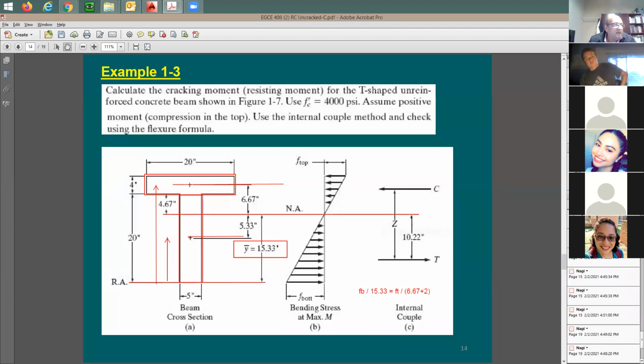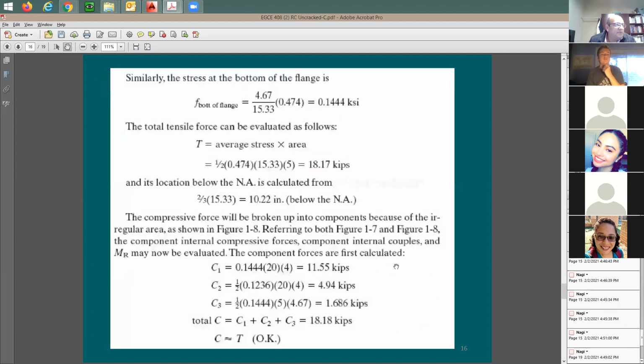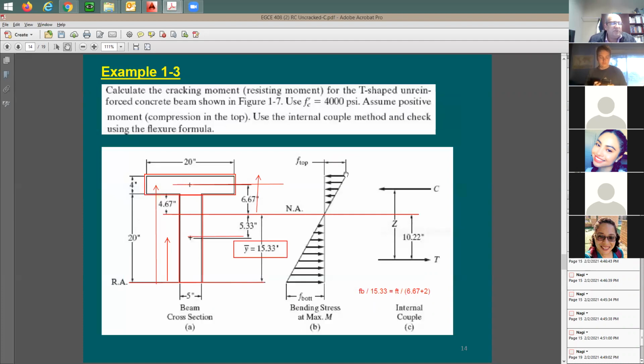So the distance from the top of the beam to here is y top, and this is equal to 6.67 plus 2 inches. So now this equation makes sense. If I use this equation and you have the bottom stress, because the bottom stress is equal to 474, the cracking stress, you can figure out the top stress, F top. This is exactly what happened here. So F top is going to be 268. As you see here, the bottom stress is larger than the top stress, and this makes sense. Why? Because the stress distribution is a linear relationship, and this stress has to be lower than this stress. It makes sense to me.